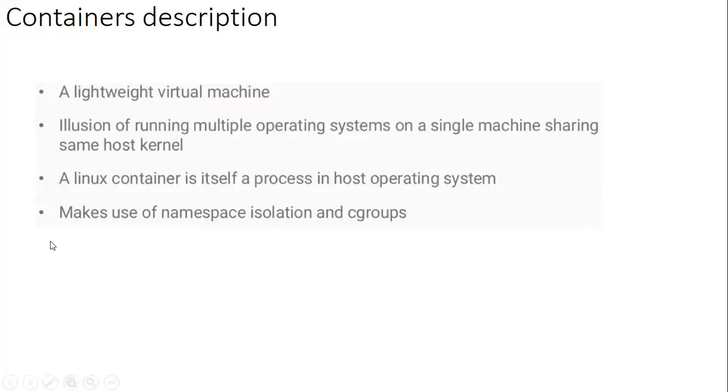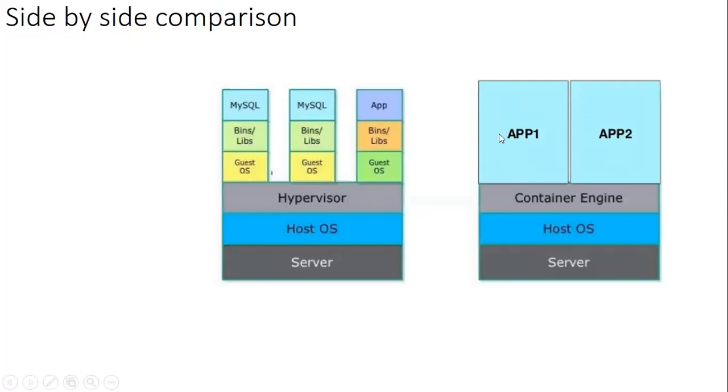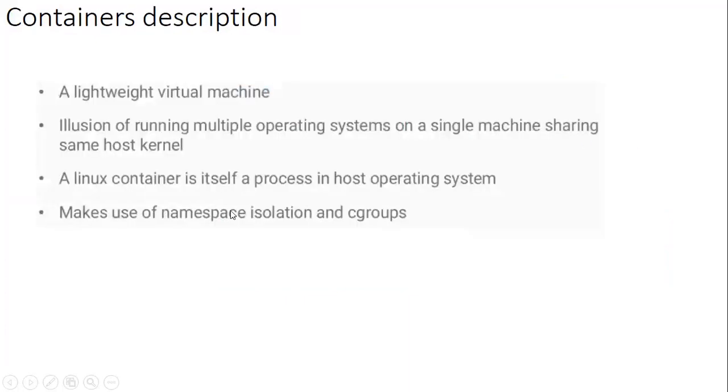And again, it is a process. This app one will be a set of processes, and this also will be a set of processes. Both will be sitting in their own dedicated namespaces. So the processes hosted within this container won't be able to see the processes hosted within the other container. They cannot disrupt or conflict with each other. The processes inside app one will think, okay, I'm the only one in the machine, I'm using the entire server. Similarly for app two. So they use namespace isolation and C group. These two are the fundamental technology components used by containers.